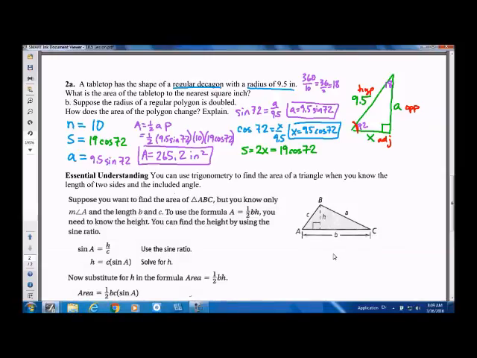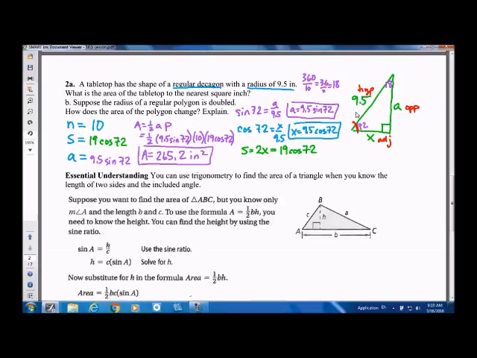Okay, this problem says we have a regular decagon with a radius of 9.5 inches. So we know that n equals 10 for a decagon. We draw our triangle, and we put 9.5 here at the radius. So again, we need to find the apothem and the side length. Now you find your central angle, 360 divided by 10 gives you 36. Find the angle of our triangle, 36 divided by 2 is 18. You can use the top angle, or triangle angle sum theorem gives us the bottom angle is 72 degrees. I used that one this time.